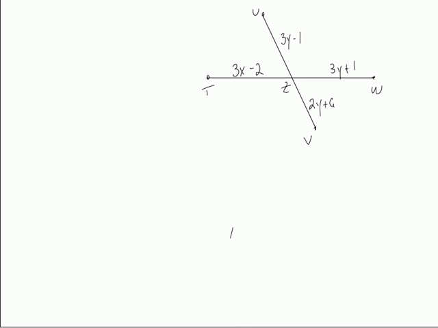All right, we are doing number 14 on the test review thing. It says find the value of x and y. So we're solving for x and y if UV bisects TW. So let's write that down.